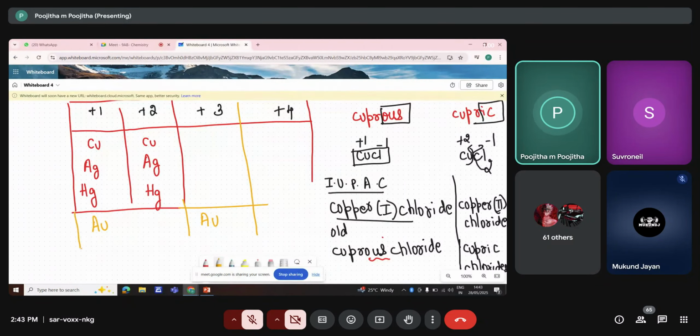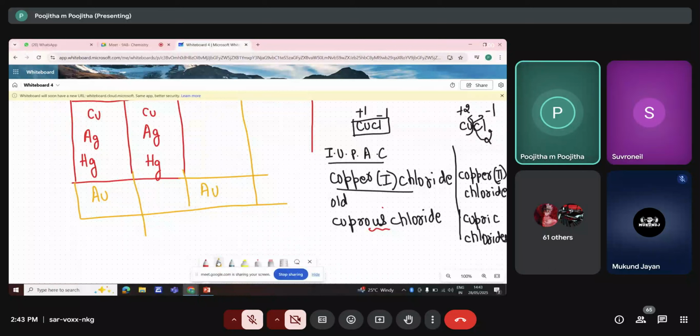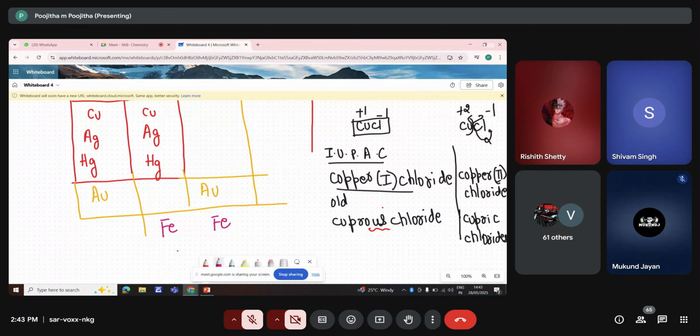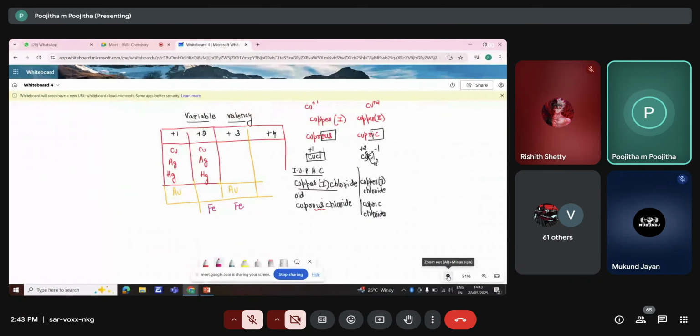Okay. Now moving on to the next element which exhibits variable valency of 2 and 3. Iron, very good. Iron, Fe. So Fe2 plus, Fe3 plus. What is the Fe2 plus ion called? Ferrous. The Fe3 plus ion is called ferric. Ferrous, ferric. Okay. Shall I make it small so that you will be able to see the heading?